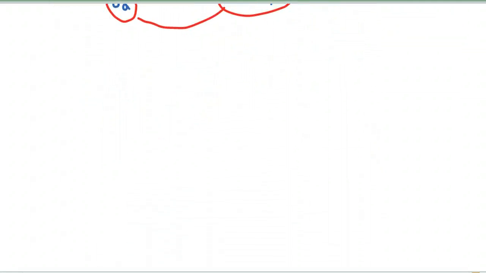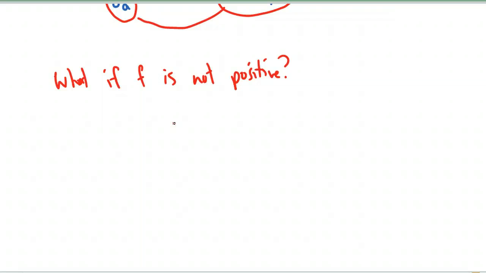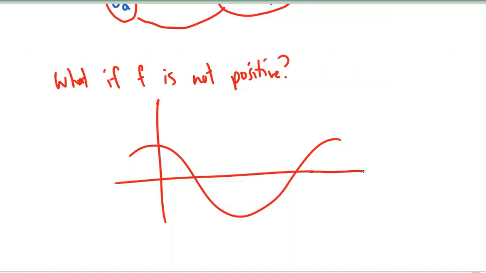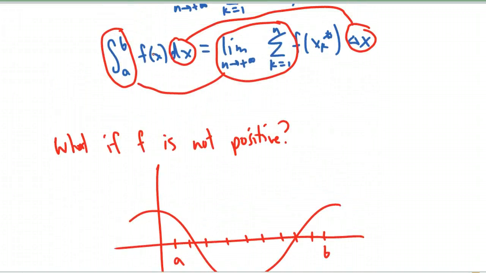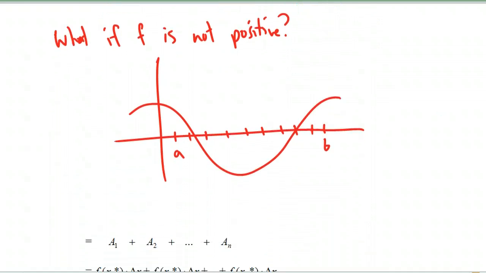Now one last thing you might wonder is what if f is not positive? What if f is not a positive function? So suppose we have a function that maybe dips below the x-axis on our interval a to b. Well, again, we're going to chop up the interval into n subintervals. One thing I want to point out: if f is not positive, our definition of definite integral still stays the same. We still have the same definition even if f is not positive. But what does this give us if f is not positive?